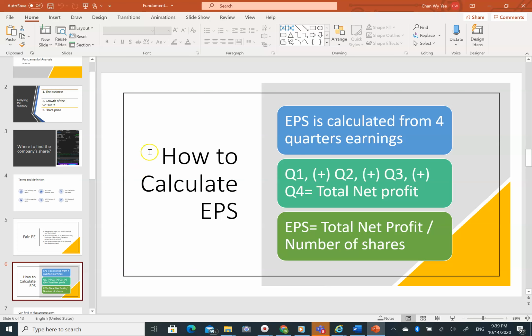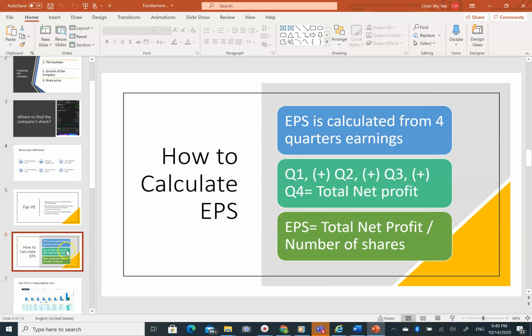In order to calculate the fair share price, we need to learn how to calculate the EPS, the earnings per share. How is EPS calculated? EPS is calculated from 4 quarters of earnings. Every year there are 4 quarters, and each quarter makes up 3 months. We need to add up quarter 1, 2, 3, and 4, and then we will get the total net profit. The EPS is calculated by using the total net profit divided by the number of shares.